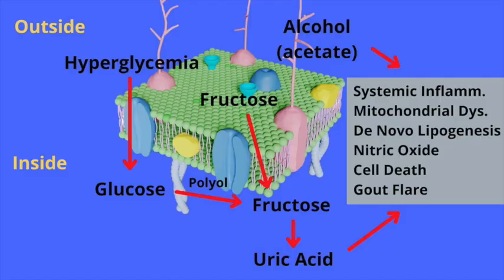So we're talking about a sudden acute rise in systemic inflammation with the transcription, or the production, of JNK1. We have the production of IL-1 beta. We have potentially de novo lipogenesis. We have the interruption of the nitric oxide pathway with ensuing cell death and, in combination with the innate immune system, the potential for the gout flare.